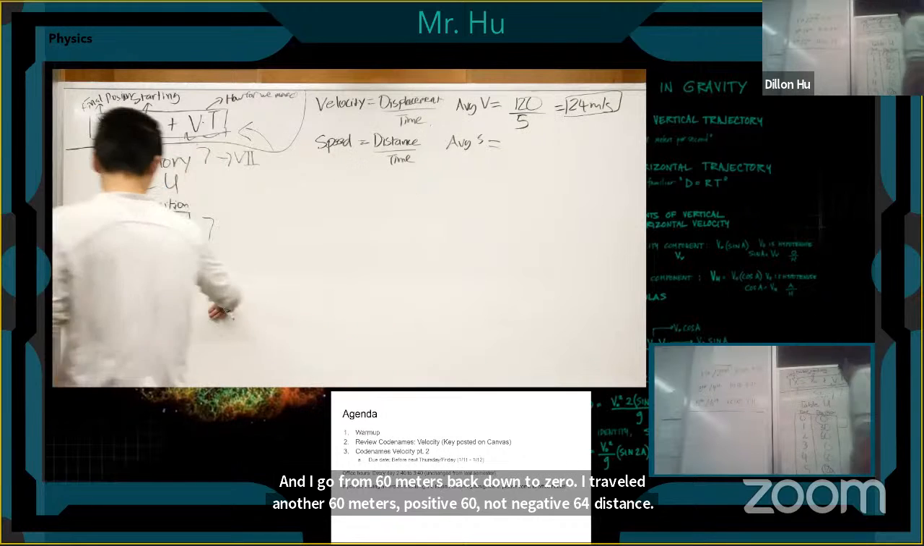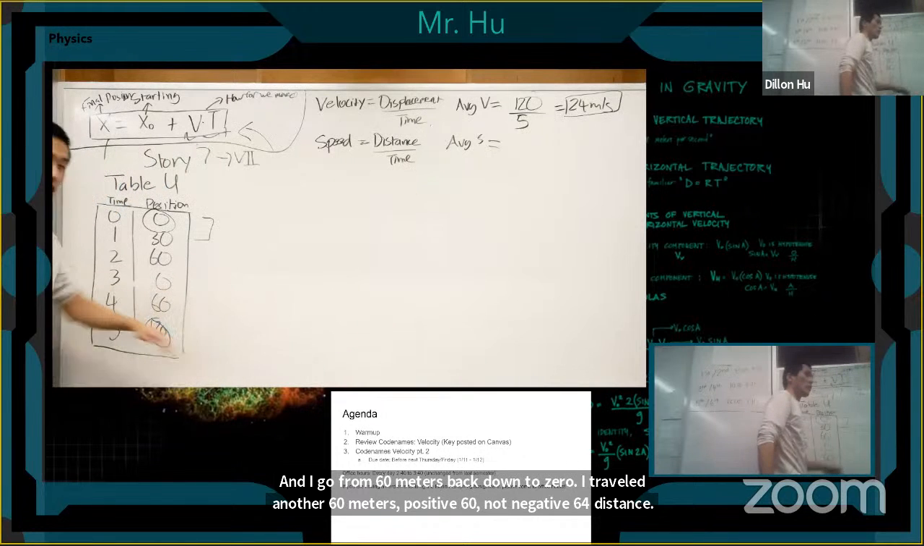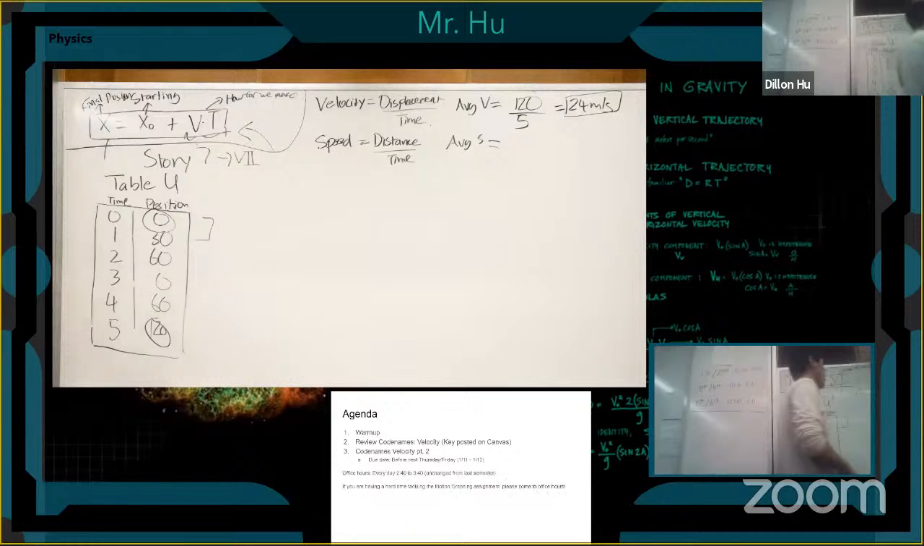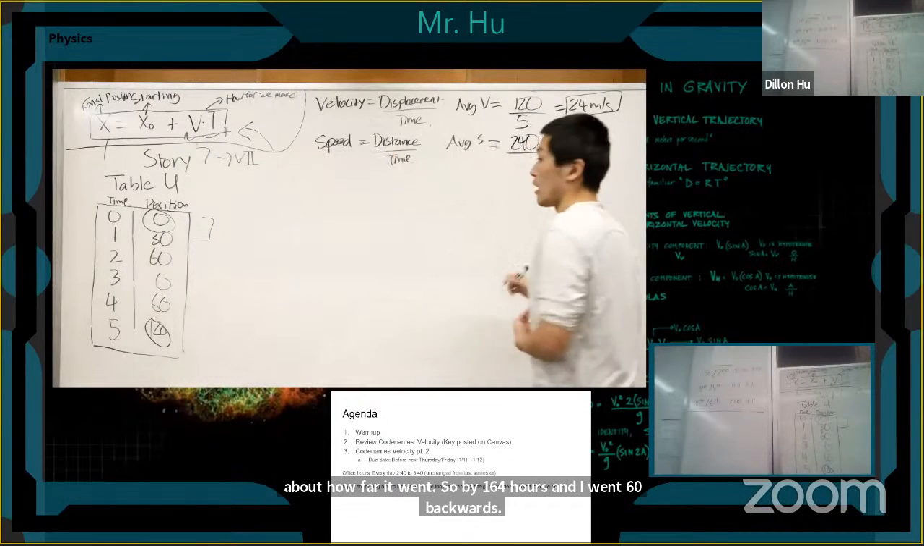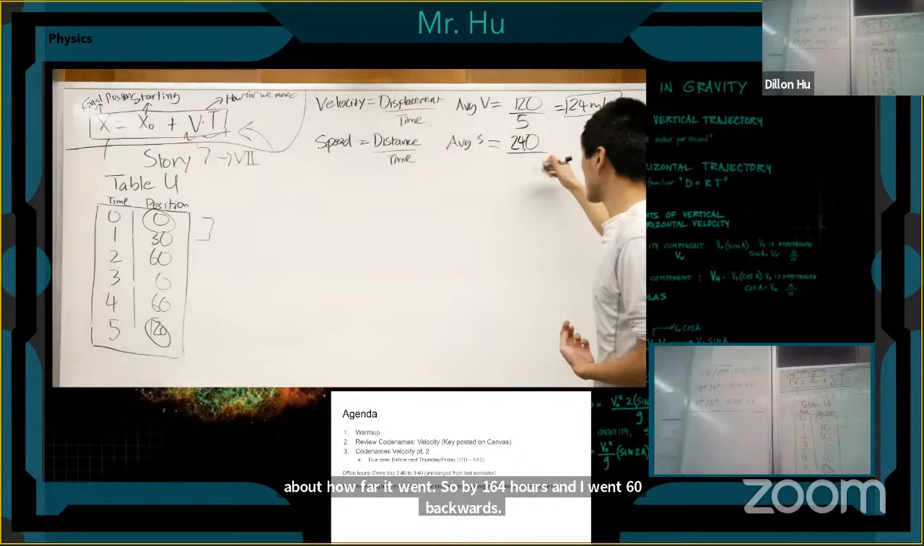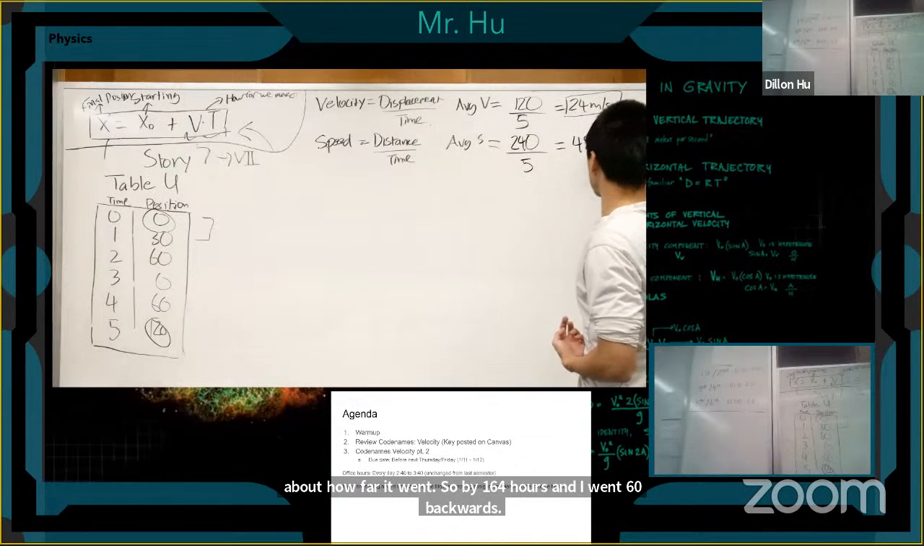I go another 60, so I'm now at 180, and then I go another 60, so now I should be at 240. So my total distance in this problem is 240. This occurs over 5 seconds as well, so my average speed is 48 meters per second.